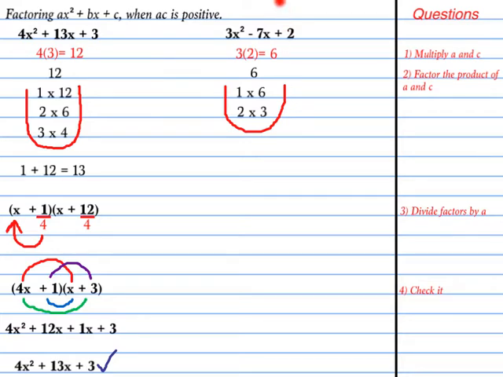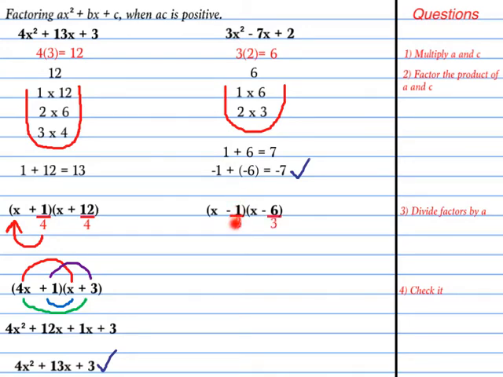Now, because my C is positive and my A is positive, I know that since B is negative, both of my factors are going to have to be negative. So when I add them together, I need to get a negative 7. Now, I know that 1 plus 6 equals 7. So negative 1 plus negative 6 would give me that negative 7. So my factors would be x minus 1 times x minus 6. And once again, I want to look at dividing my factors by A since I multiplied by A.